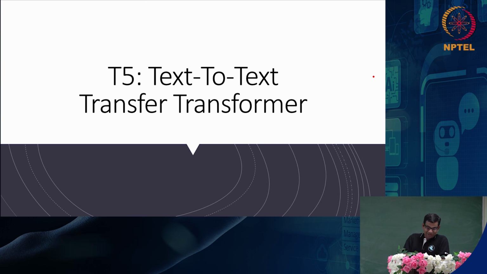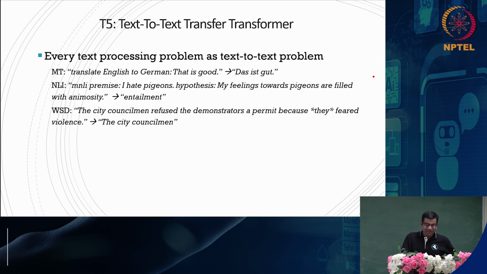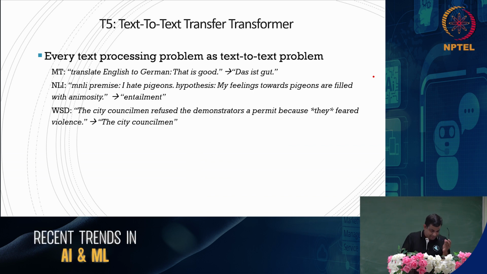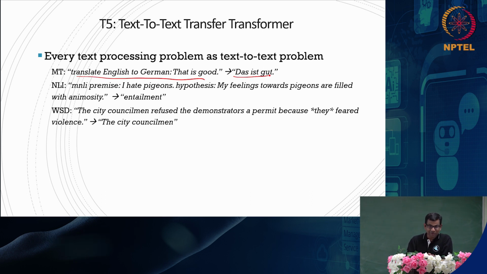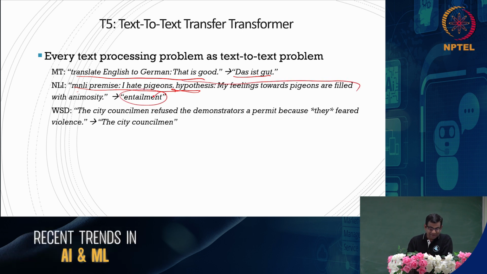Now, another model, the text-to-text transformer. This is from Google, T5, a very popular model, which has a multilingual version also, mT5. Here they are saying that every task can be converted to a text-to-text problem. For example, machine translation: here is your input, here is an output. So that's a text-to-text task. Natural language inference: this is your premise and this is your hypothesis, and you say this is the entailment. So everything you are passing as an input.